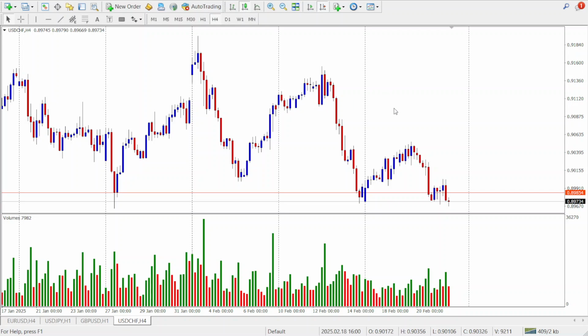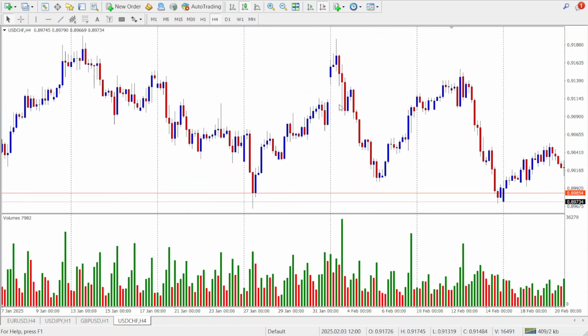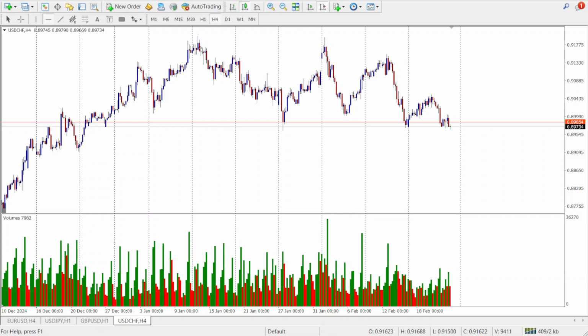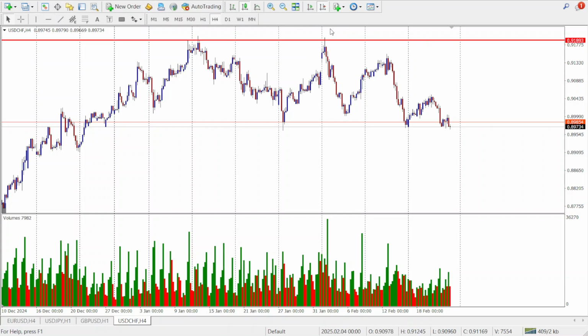And finally, use proper risk management. Do not place your stops too close to key levels. If you are entering a sell trade around the resistance, ensure that you do not place your stop loss very close to that resistance. Give it some breathing space, some pips away, so that you can avoid stop hunts and false breakouts and all those liquidity grabs.